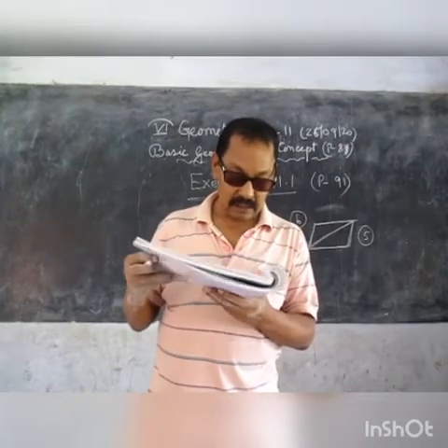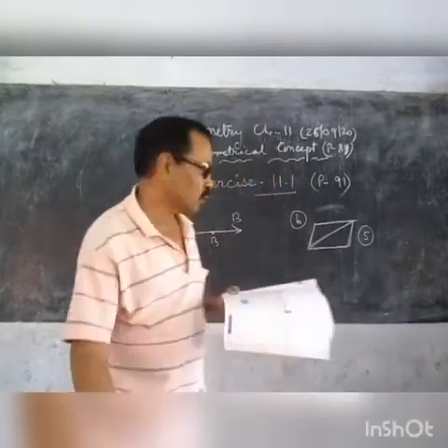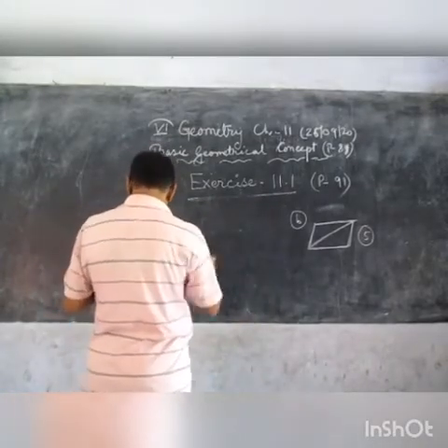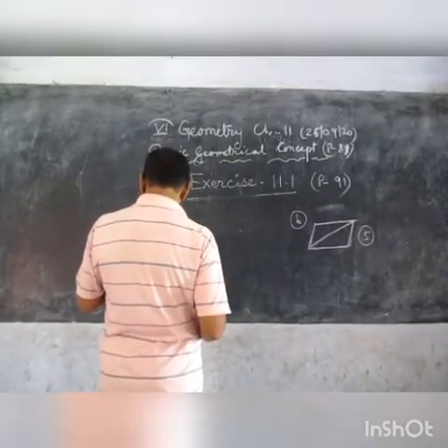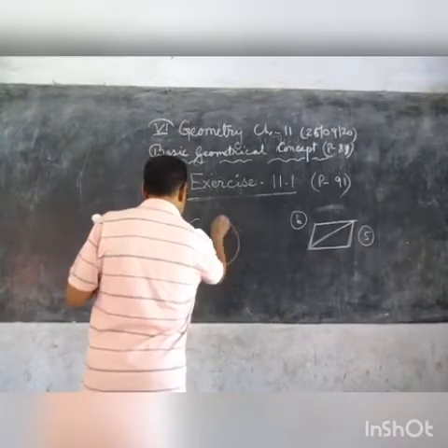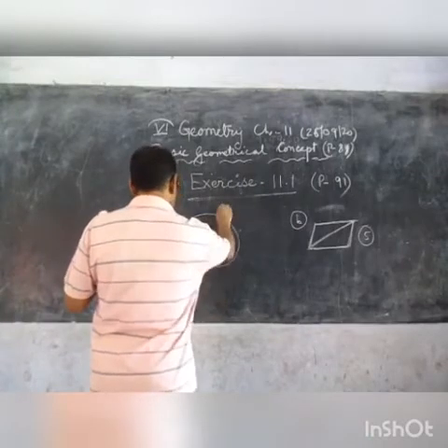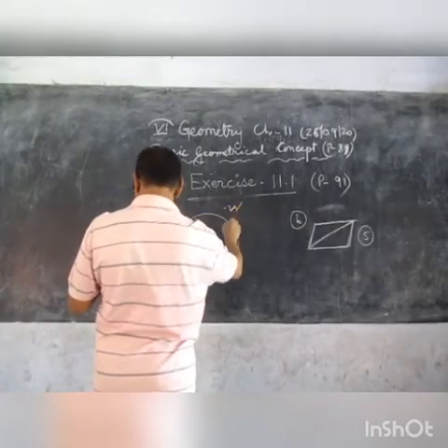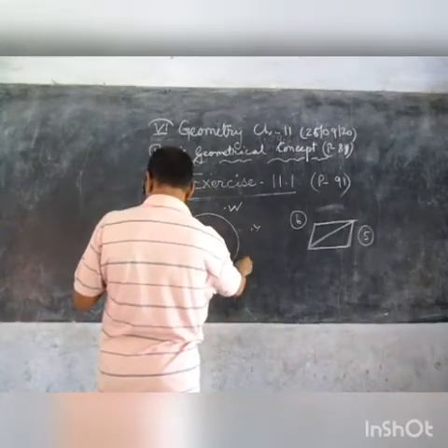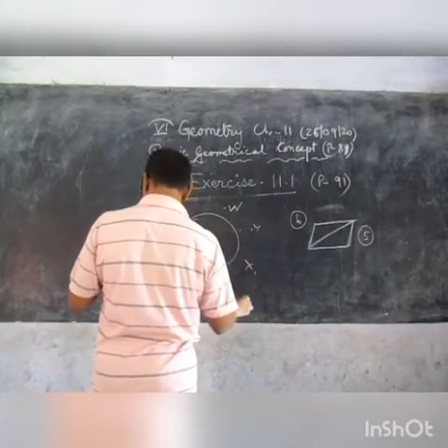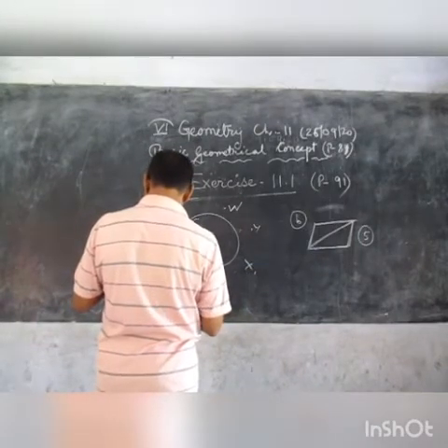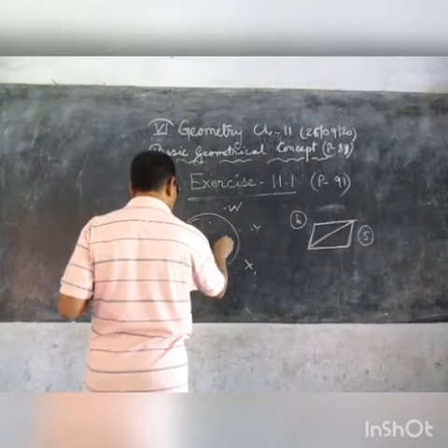Then, the interior of the circle, number 8, interior and exterior. A figure is given here. Name the points which are on the exterior of the circle. This is the circle. Outside, W is in the exterior of the circle. X and Y are exterior.